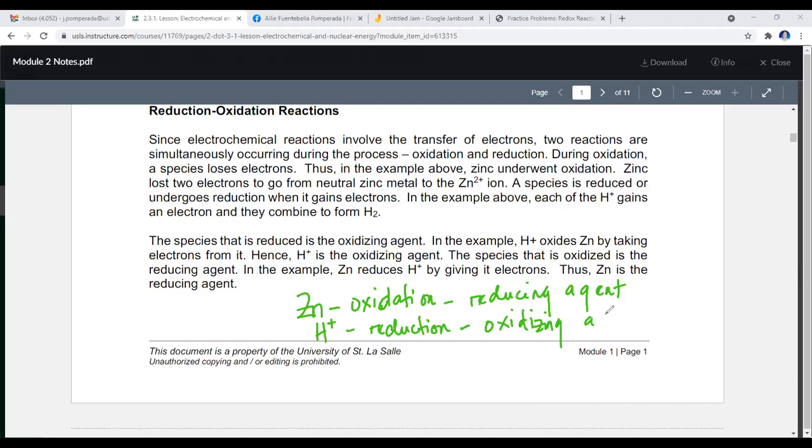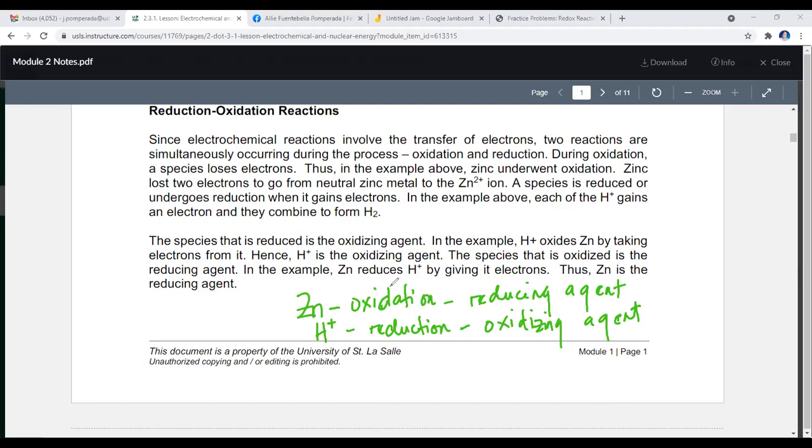I think it's very self-explanatory. If zinc is being oxidized, then the other one must be the one responsible for its oxidation. So it's the oxidizing agent. If hydrogen is being reduced in the process, then some species, in this case zinc, must be responsible for it undergoing reduction. And as such, we call it the reducing agent. So take note of that. Again, the species that gives the electron is the one that is oxidized. The one that receives is the species that undergoes reduction.